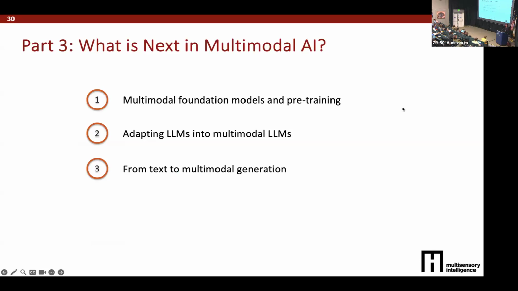So I'll broadly cover 3 parts. I'll cover recent work in multimodal foundation models and pre-training. In addition to that, we'll also look at how we can adapt language-only models into multimodal versions. That usually makes it much more efficient and much more simple to get multimodal behavior. And finally, while a lot of systems allow you to generate text, we'll also cover some systems that can generate text and also generate more multimodal data.